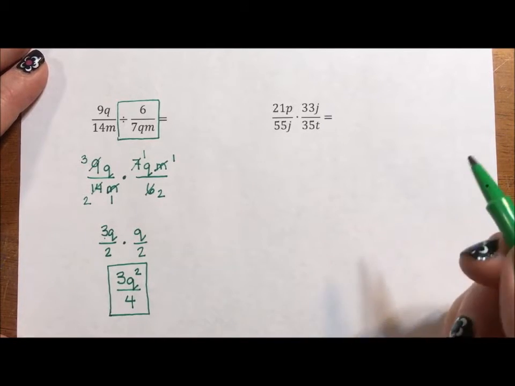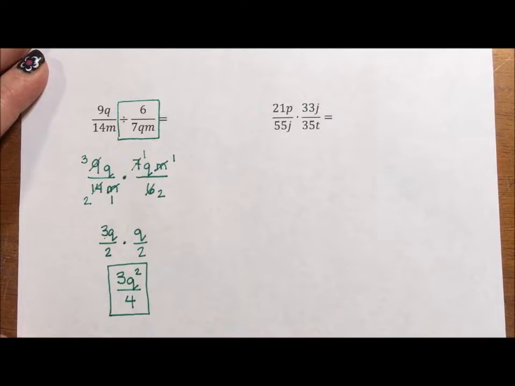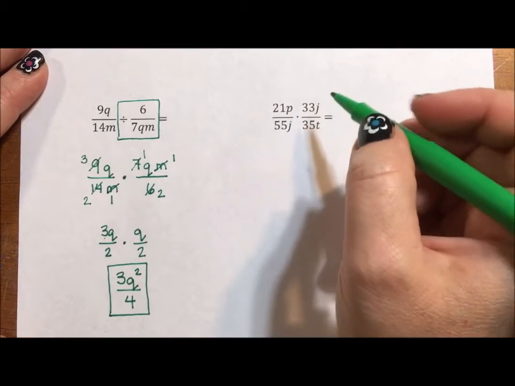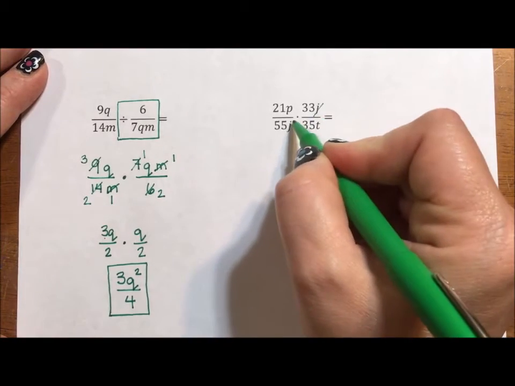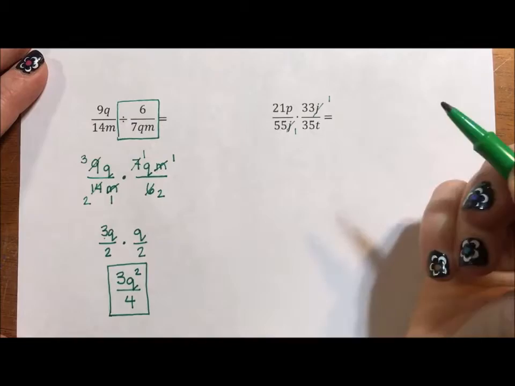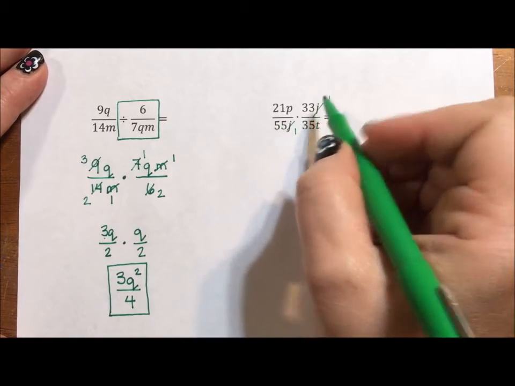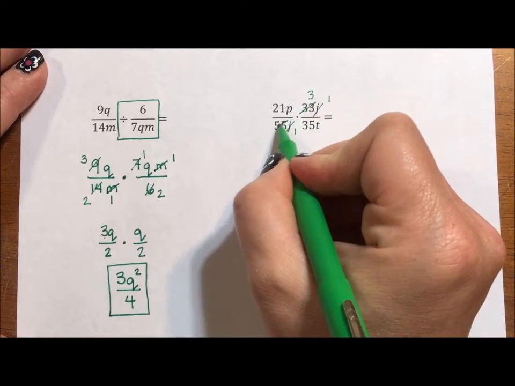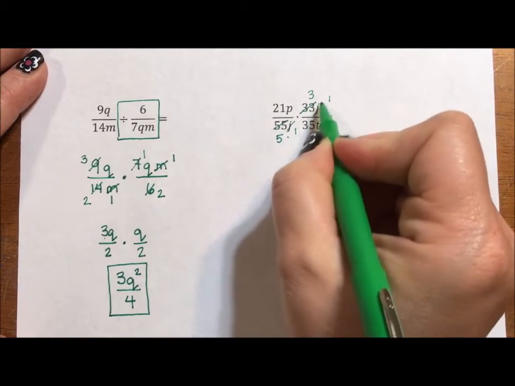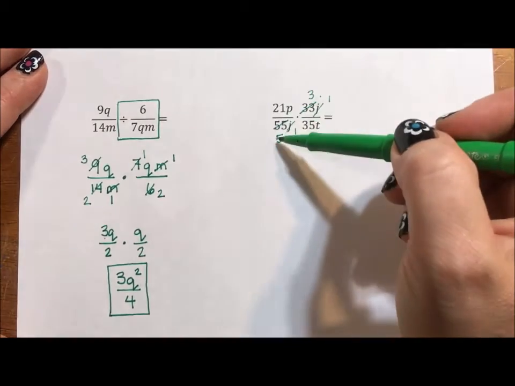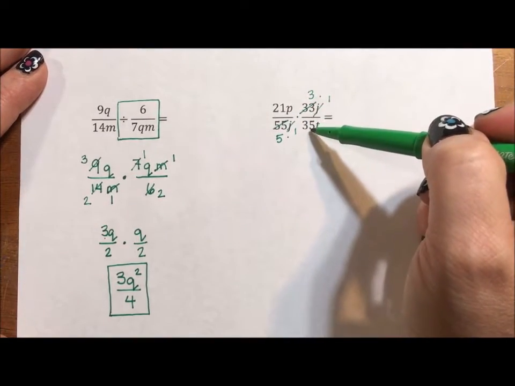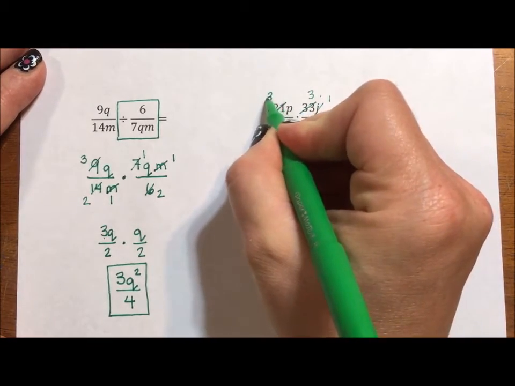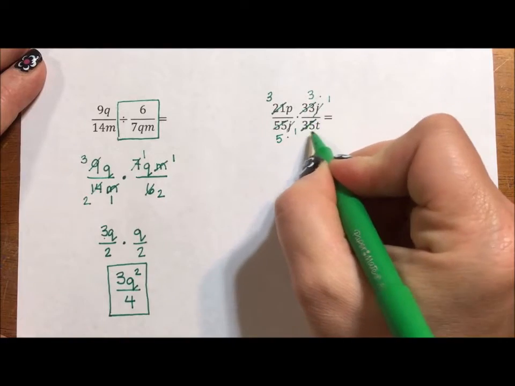Okay, for my next example, it is multiplication, so I don't have to worry about flipping. If I start looking at all of this, there's a lot going on. I might notice right away that the j's cancel down to 1. A 33 and a 55, that has a common 11. 33 divided by 11 is 3, and 55 divided by 11 is 5. Okay, so 21 and 5, no. 25 and 35, yeah, they have a common 7. Okay, so 21 divided by 7 is 3. And 35 divided by 7 is 5.